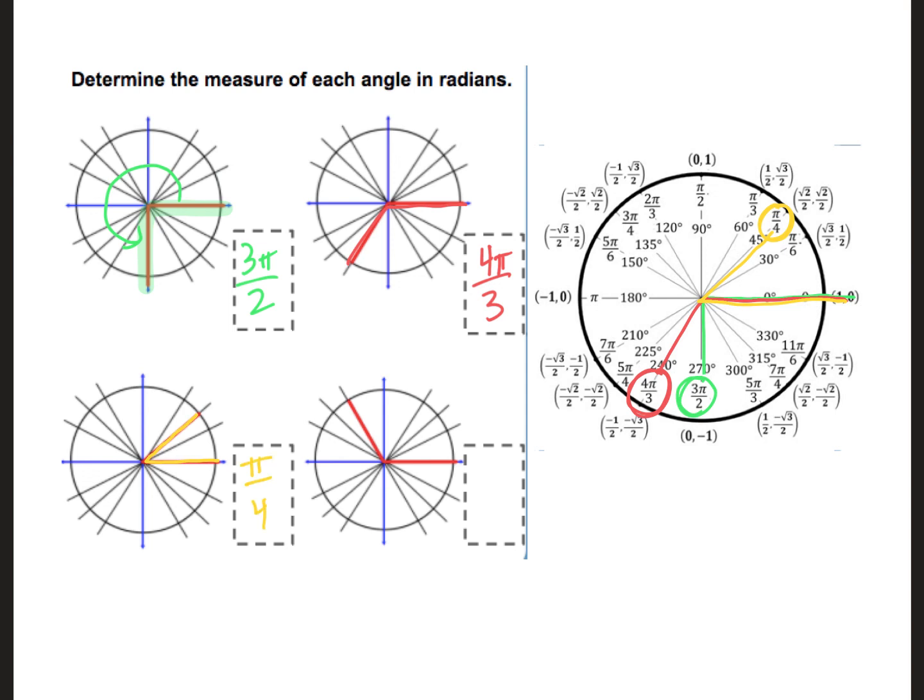And then my last one, let's go ahead and do it in orange. We're looking at this angle here. And if I draw that on my circle, we are looking at 2 pi over 3. Again, you're just trying to figure out what angle measure it is, and we're in radians, so all of our answers should have pi in them.